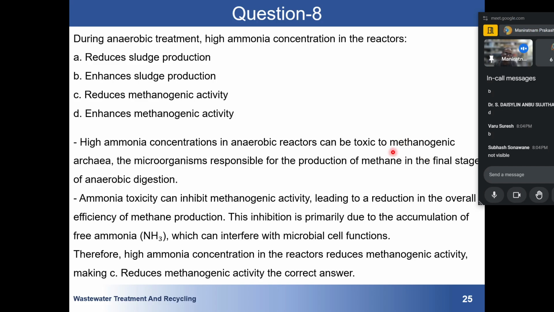That's why there was one more question we discussed in question number 5 or 6, that their efficiency will not be the same in the presence of some toxic substance. So that is related to this also. Therefore the correct answer is C, that is reduced methanogenic activity.